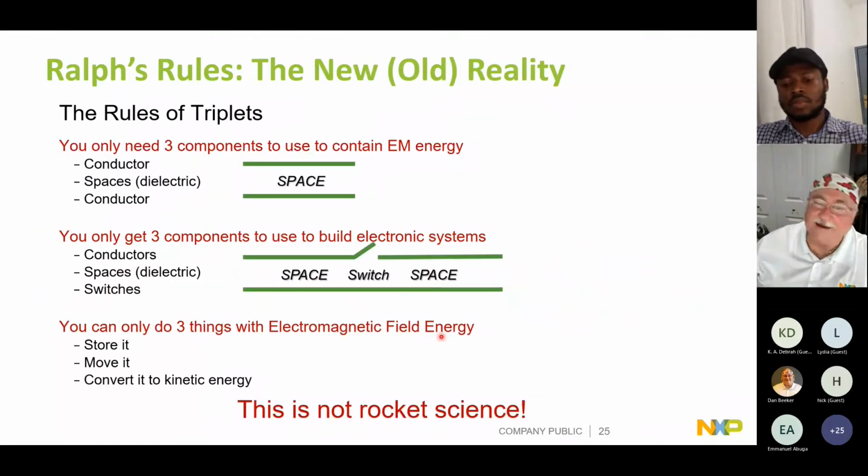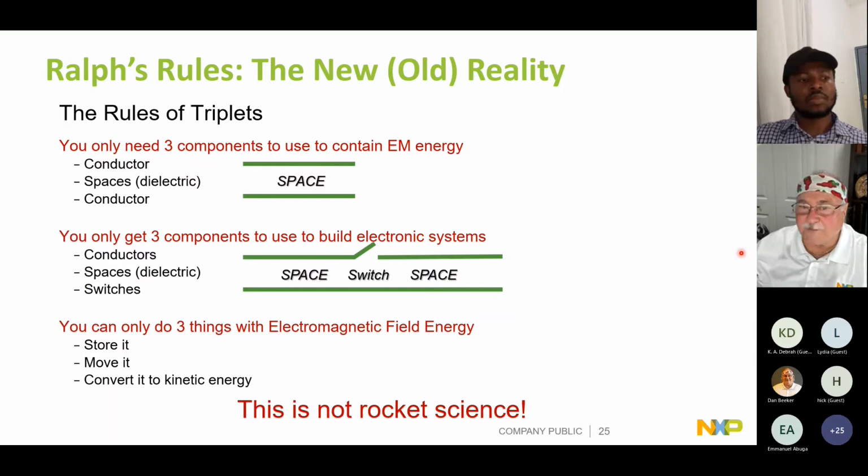This is the slide that you want to put on your wall. This is what took me a really long time to finally believe, and then to be able to draw it into something that's very simple. This is all about triplets. It takes 3 fingers to count all these things. To contain electromagnetic field energy, you just need 2 conductors separated by a space. You only get 3 components in your entire system.